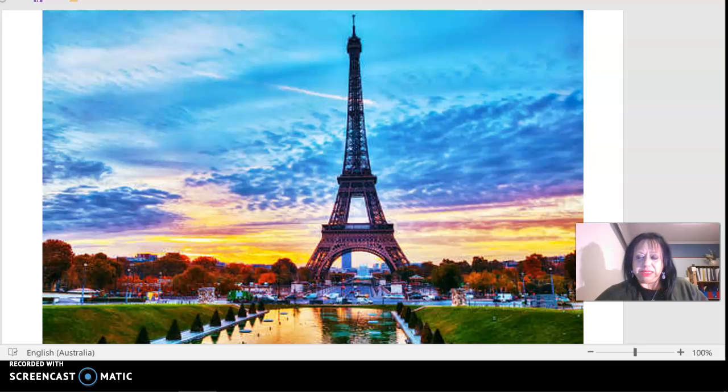Write the word dictation in your dotted thirds book and the date, which is the 24th of August, and we will begin. The first sentence has got 5 words in it.